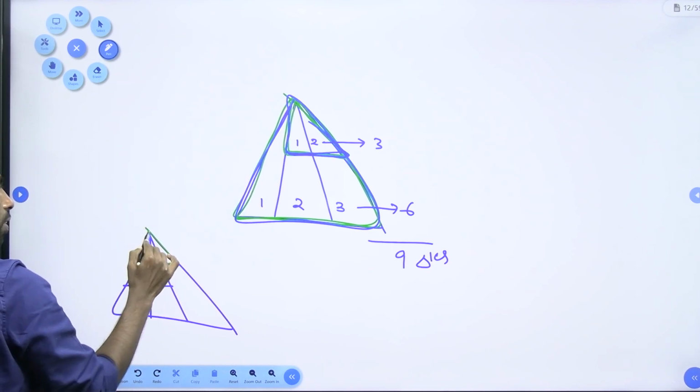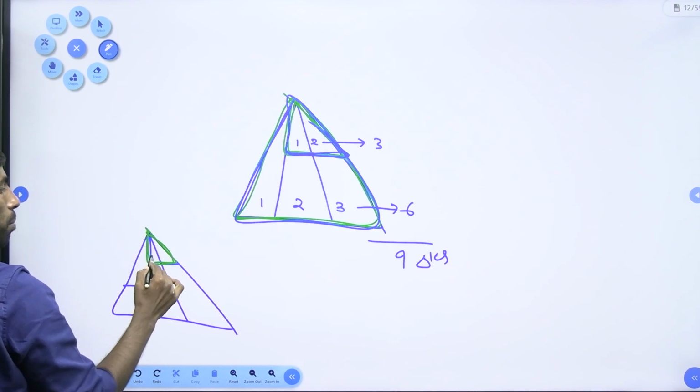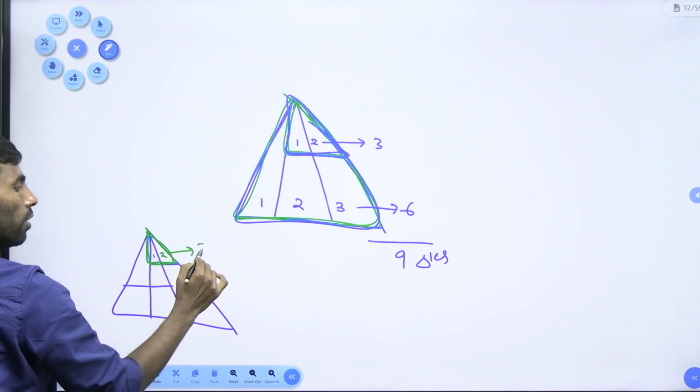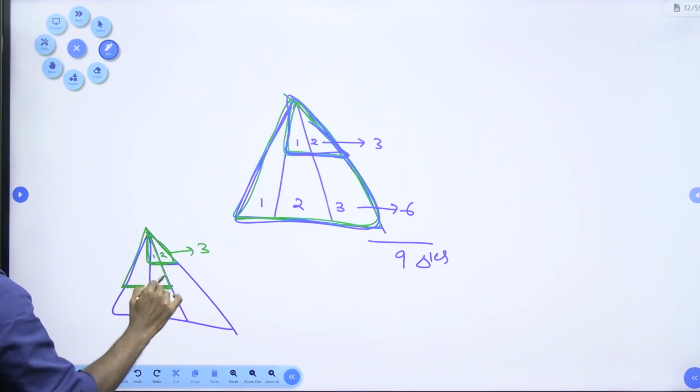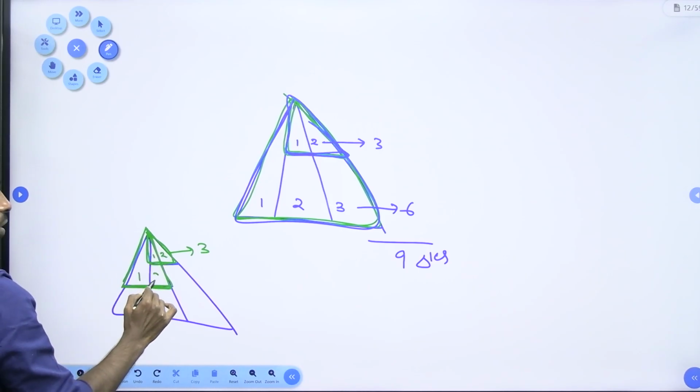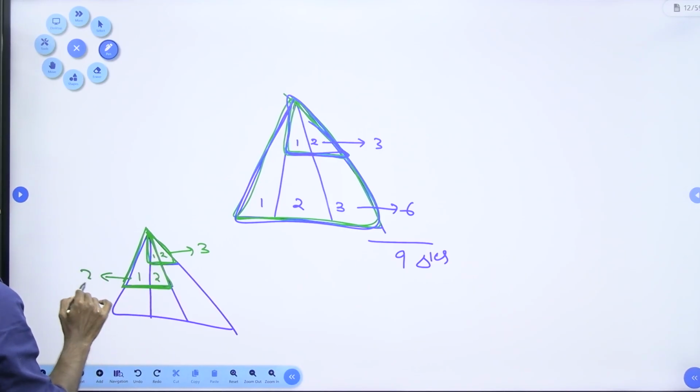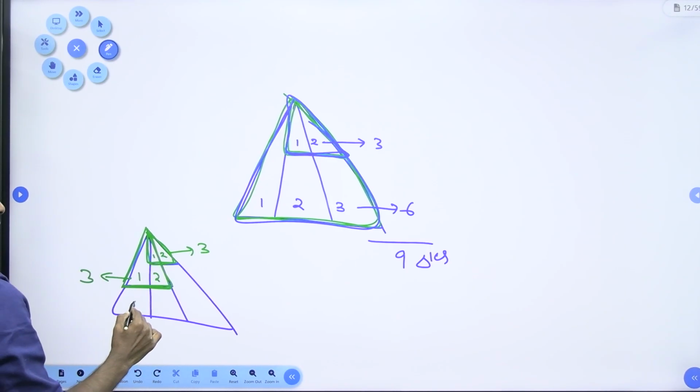Baseline for this part separately. One baseline is there for this part separately: 1, 2. Total how many? 3. Now, here one baseline is there. So, count for this part separately. How many are there? 1, 2. Total 3. Then coming to the bigger part.